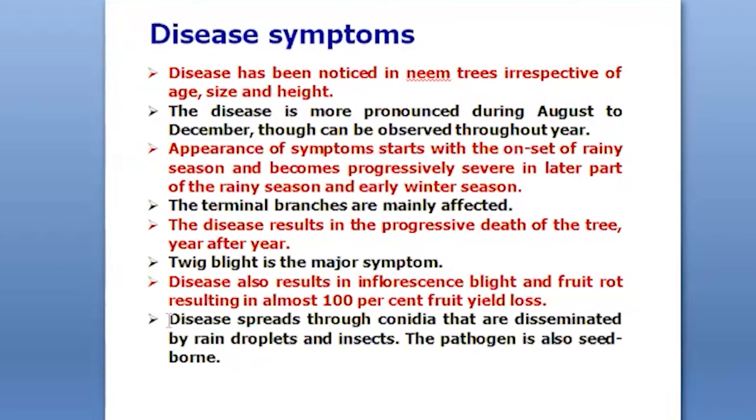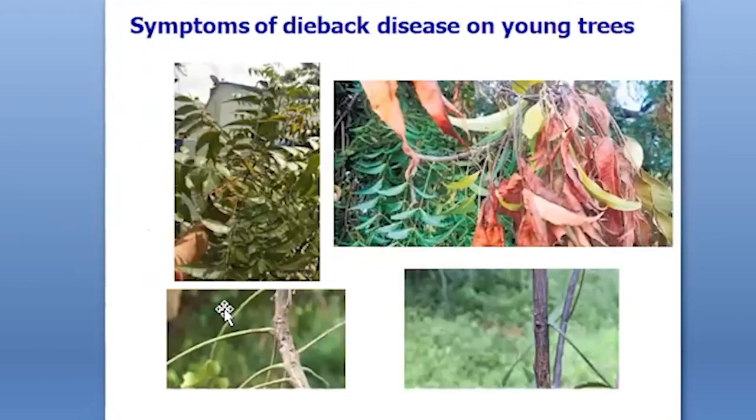The disease mostly spreads through the conidia, which I have shown just now. There are two types of conidia, and because of the rain and all, they are disseminated very fast through raindrops, and the pathogen is also seed borne. So it is not only seed borne; it also spreads through the seed from one area to the other. So those are the major disease symptoms which we can observe on dieback.